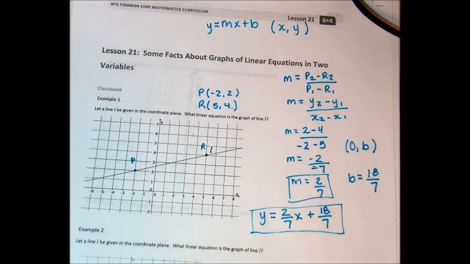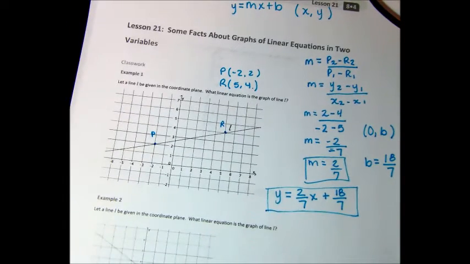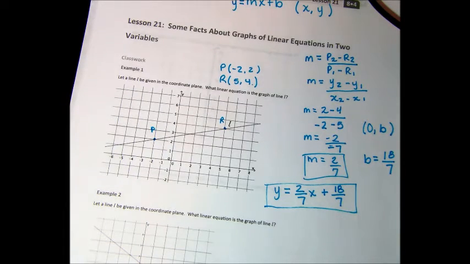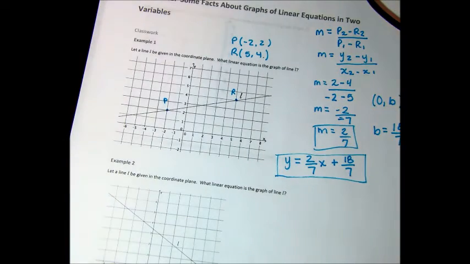Let's move to example number 2. Let a line L be given in the coordinate plane. What information do we need to write the equation of this line? Yep, we need to know the slope. So we need to identify 2 points so we can calculate that slope.